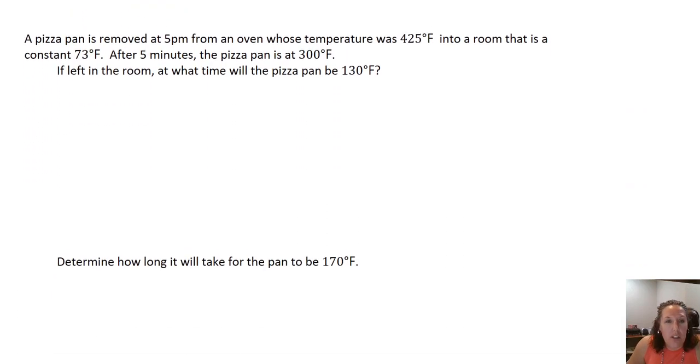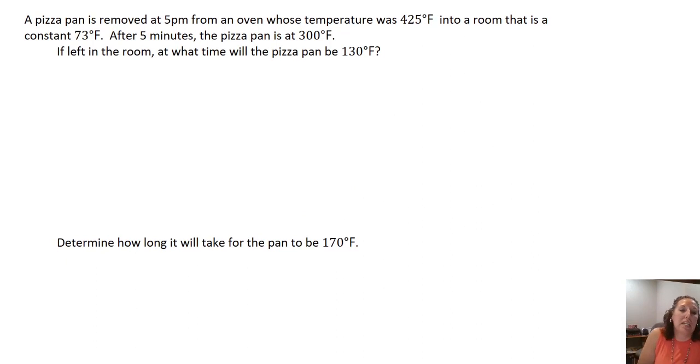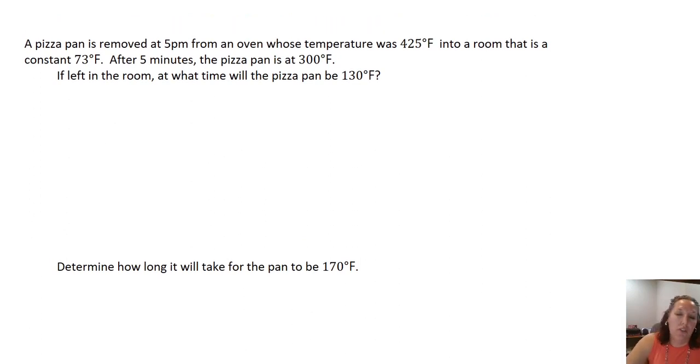All right, our next example is dealing with Newton's law of cooling. Here we have a pizza pan that is removed at 5 p.m. from an oven. The oven was at 425 degrees Fahrenheit, and it was put into a room that is a constant 73 degrees Fahrenheit. After 5 minutes, the pizza pan is at 300 degrees Fahrenheit.